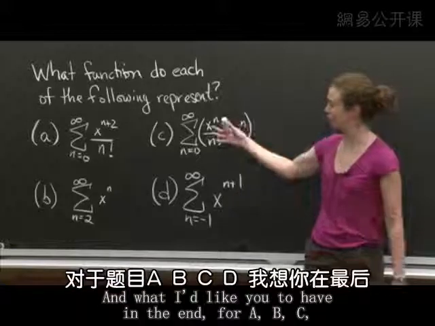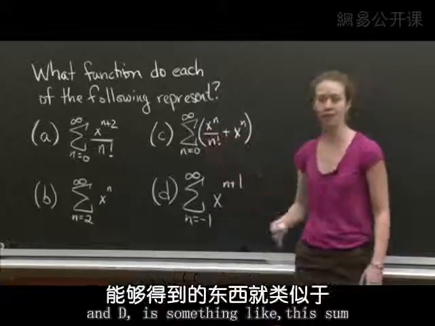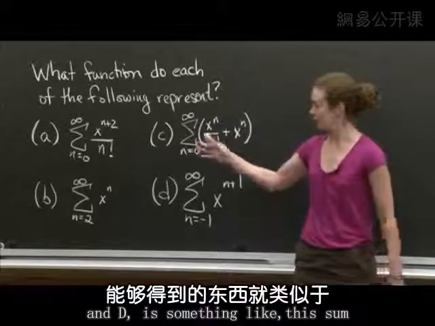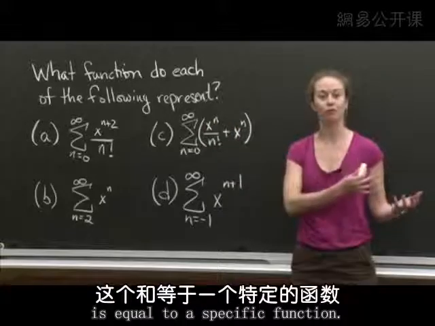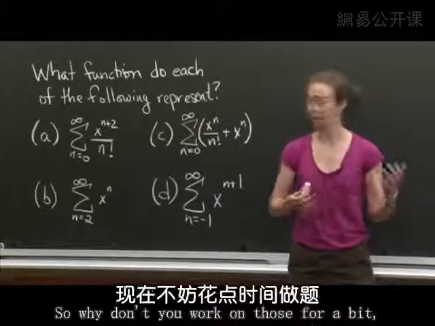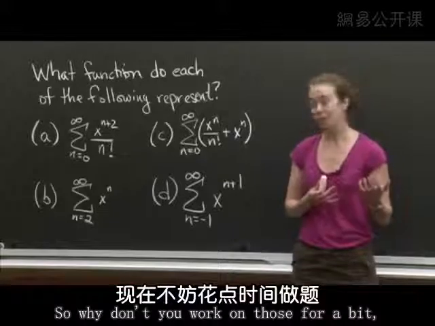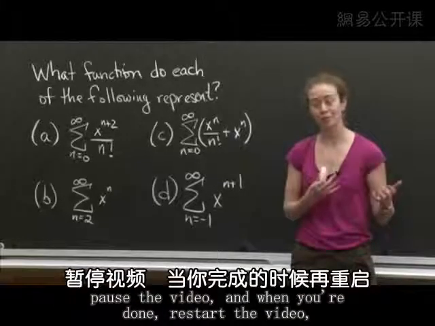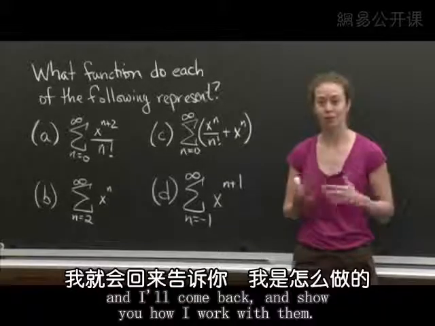Okay, and what I'd like you to have in the end for a, b, c, and d is something like this sum is equal to a specific function. It should not include a sum anymore. So why don't you work on those for a bit, pause the video, and when you're done, restart the video, and I'll come back and show you how I work with them.